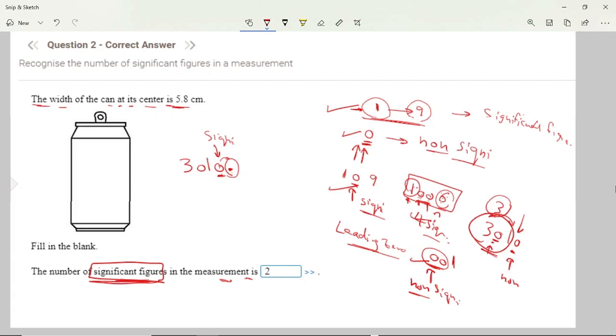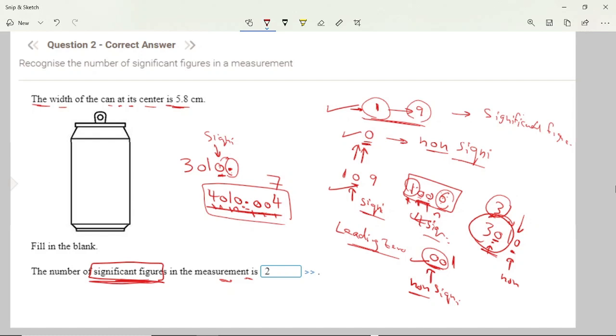Another thing, if I have this number, 401.0004 for example, as long as the number has a decimal point, the zeros here will be counted as significant numbers. So that means I have 1, 2, 3, 4, 5, 6, 7 significant numbers here.